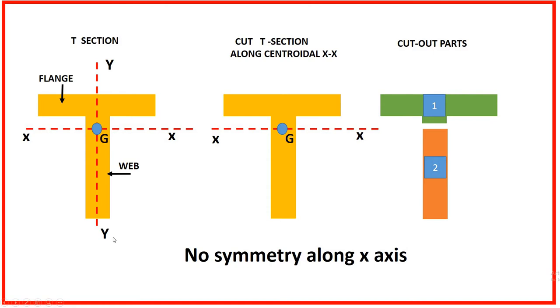It is centroidal axis. The axis which is passing through the centroid of section is known as centroidal axis. G is the centroid of section. This one is flange and this one is web of T section.